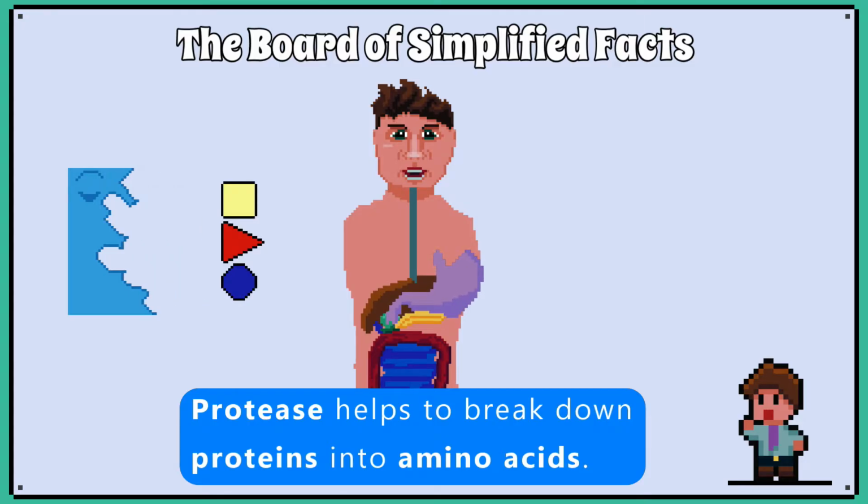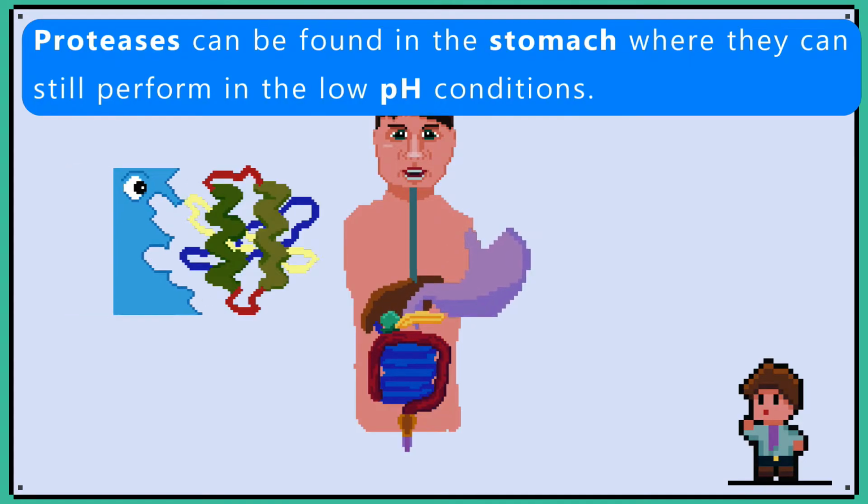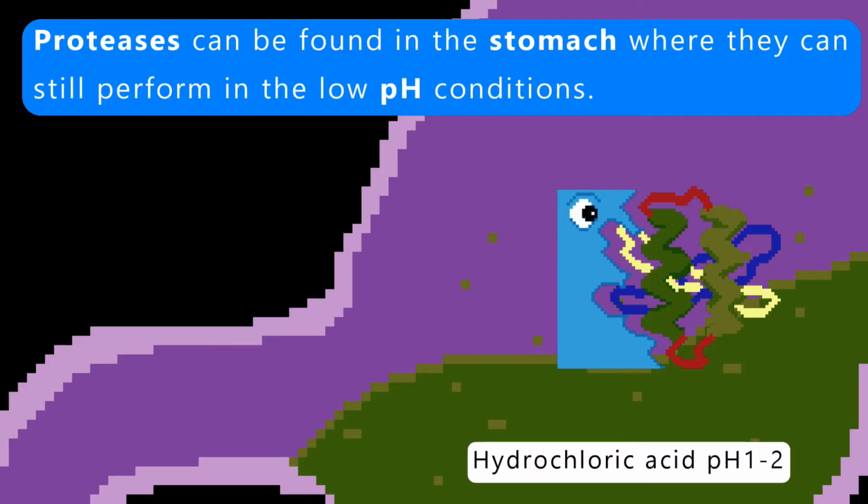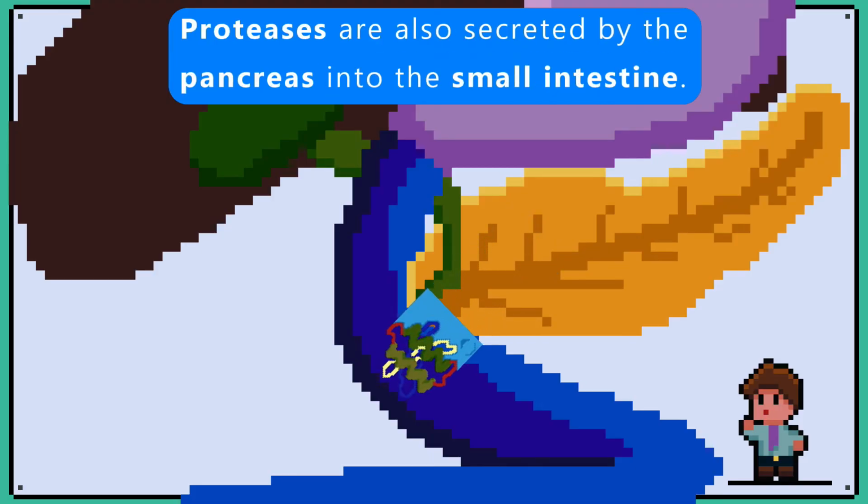Protease helps to break down proteins into amino acids. Proteases can be found in the stomach, where they can still perform in the low pH conditions. Proteases are also secreted by the pancreas into the small intestine.